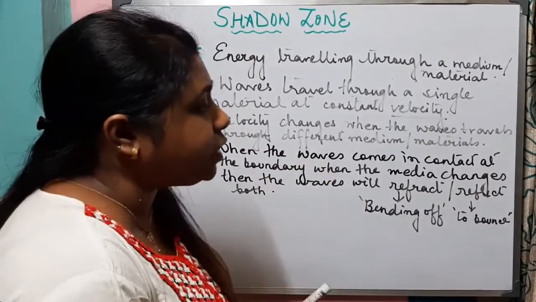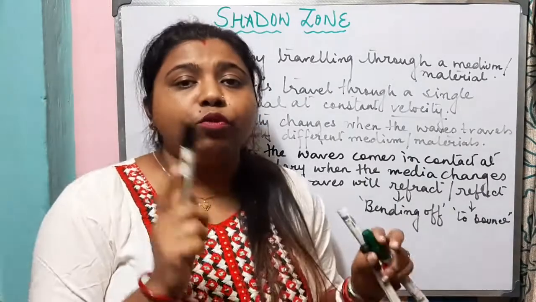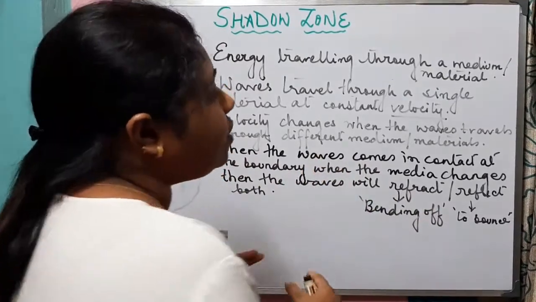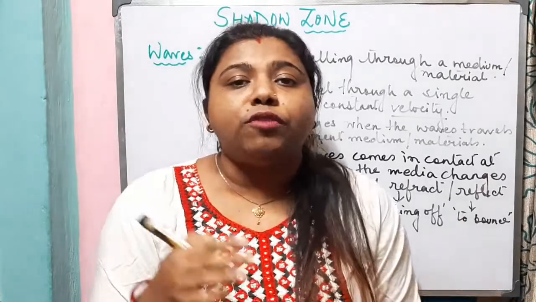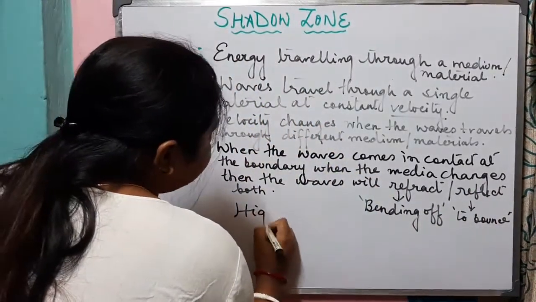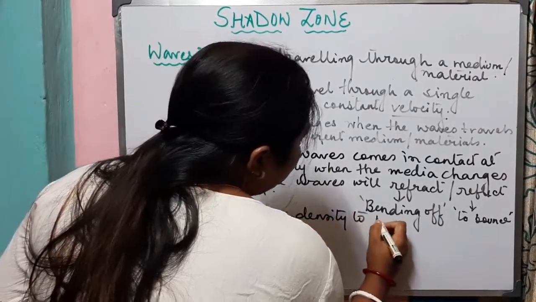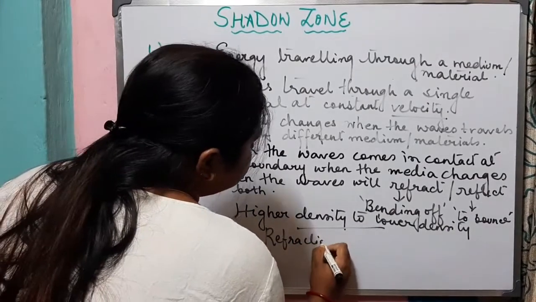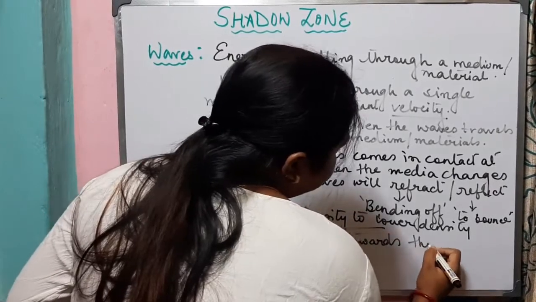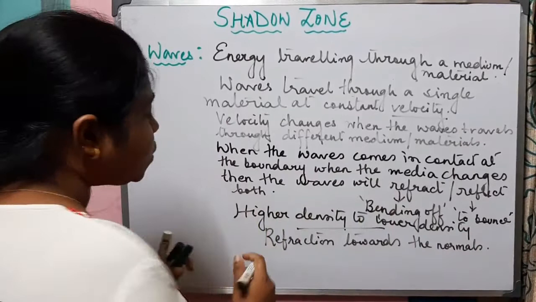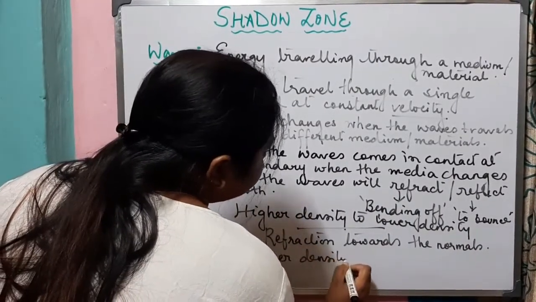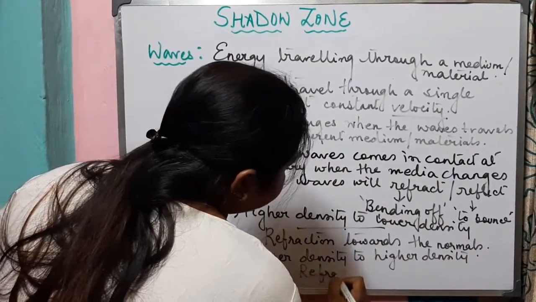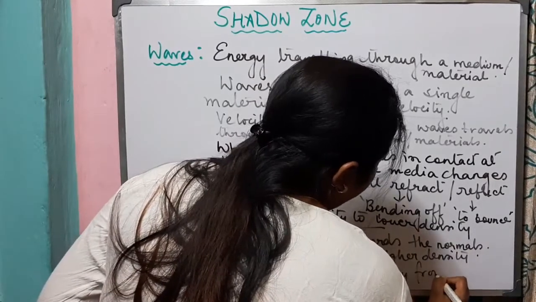Now why we are reading the characteristics of the waves? Because it is very important to understand the movement of the waves, that how the velocity of wave changes as it crosses the boundary, as it moves from one material to another material. Normally, when the waves move from higher density to lower density, it will lead to refraction towards the normal. And in case of movement from lower density to higher density, it will lead to refraction away from the normal.